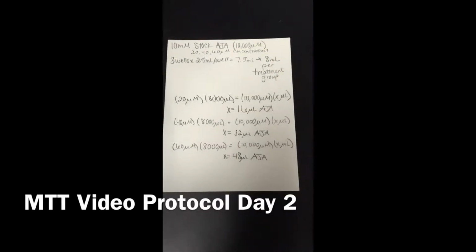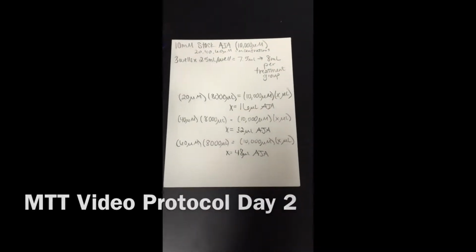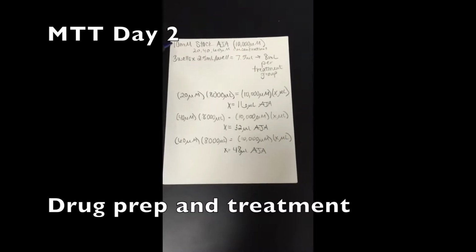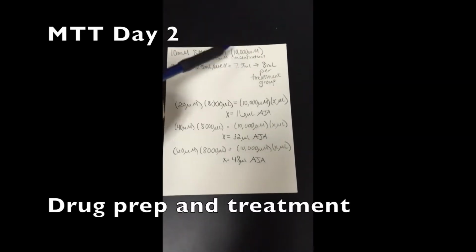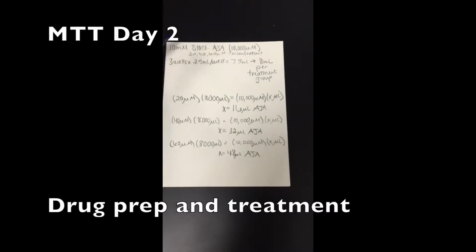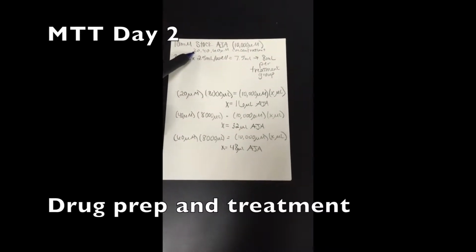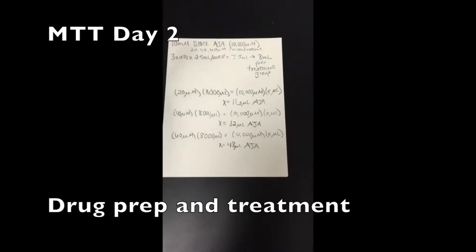So day 2, you're going to make your drug treatment groups. I'm using the 10 millimolar stock solution of AJA, azelaic acid, which is 10,000 micromolars. And I need 20, 40, and 60 micromolar concentration for my drug treatments. Each treatment has 3 wells, and I'm going to put 2.5 milliliters per well, which is 7.5 milliliters of each treatment. But remember, we always make extra, so I'm going to do 8 milliliters.